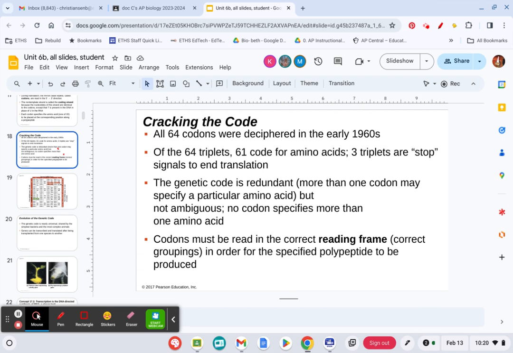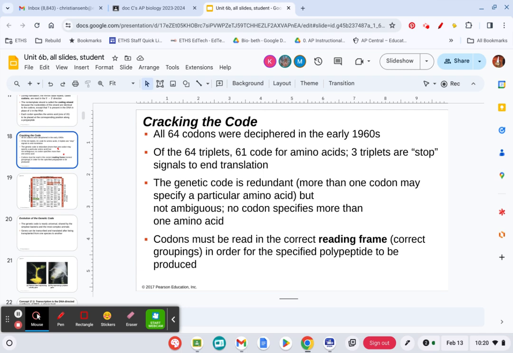The genetic code is redundant. More than one codon may specify a particular amino acid. No codon specifies for more than one amino acid. So each triplet code, whatever it is, only codes for one amino acid.